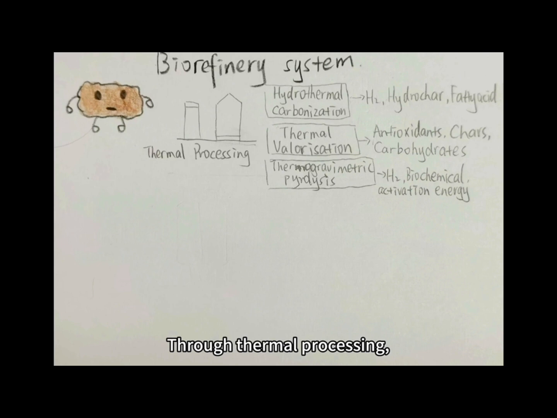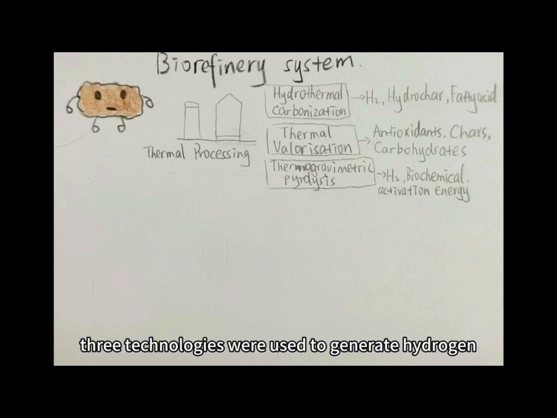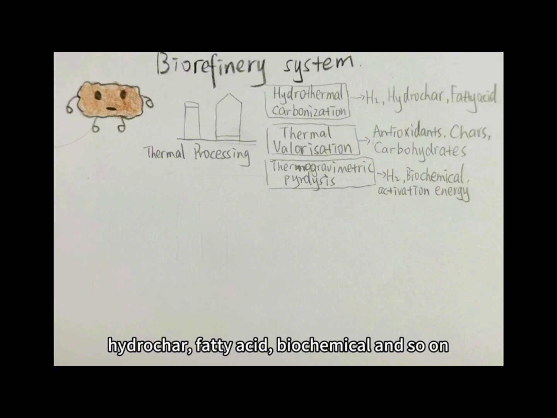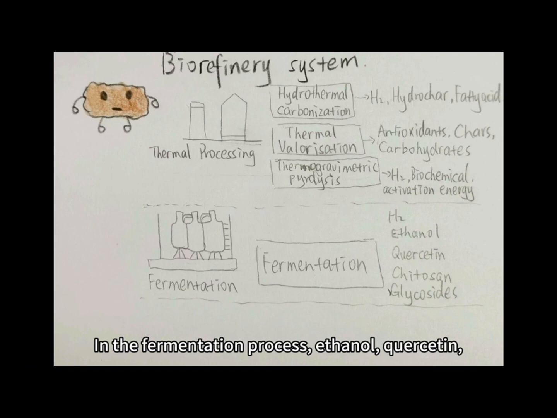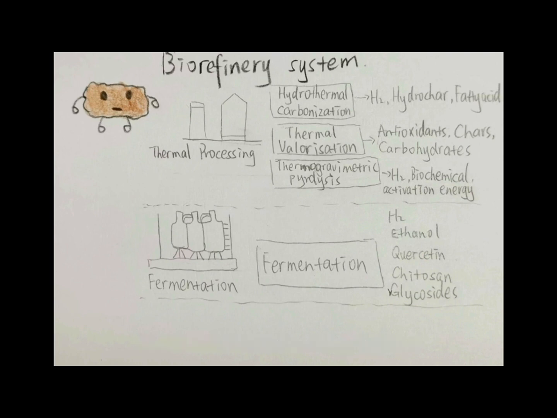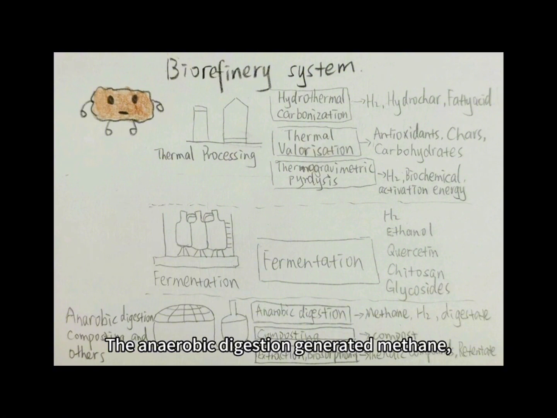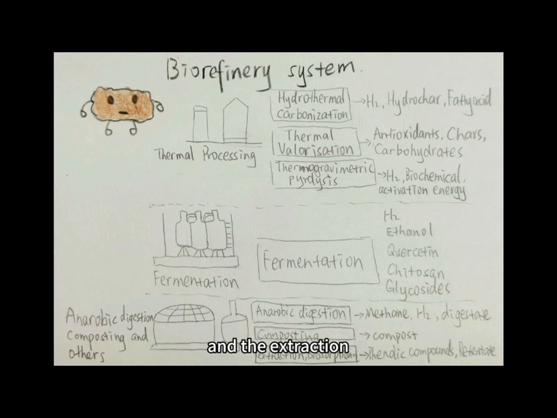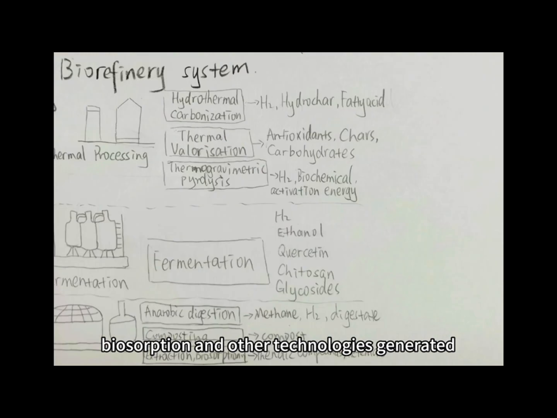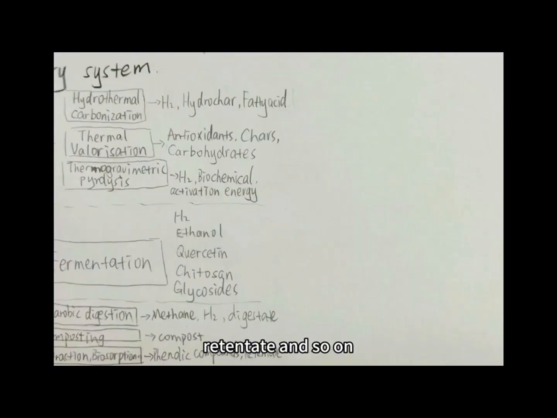Through thermal processing, three technologies were used to generate hydrogen, hydrotreated fatty acid, biochemicals, and so on. In the fermentation process, ethanol, quercetin, glycosides, and so on were generated. There were also other technologies in the system. The anaerobic digestion generated methane, hydrogen, and digestate. The composting process generated composts, and the extraction, biosorption, and other technologies generated phenolic compounds, retentate, and so on.